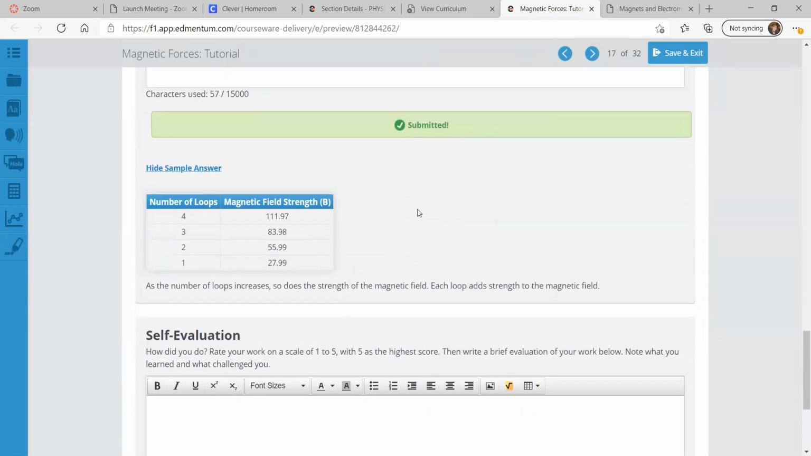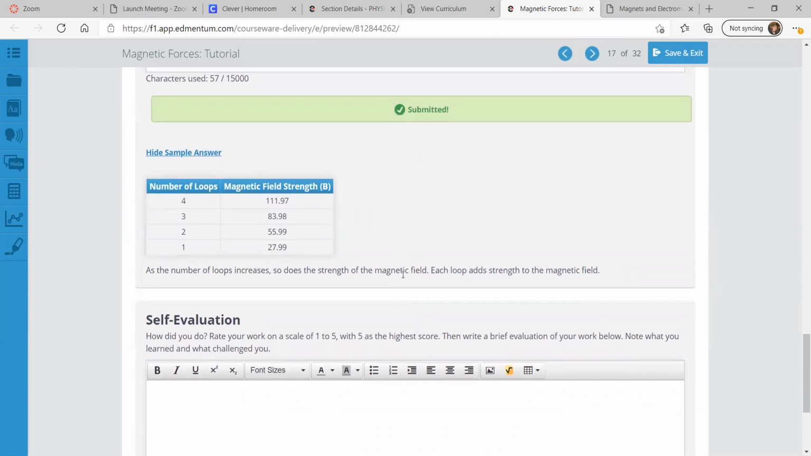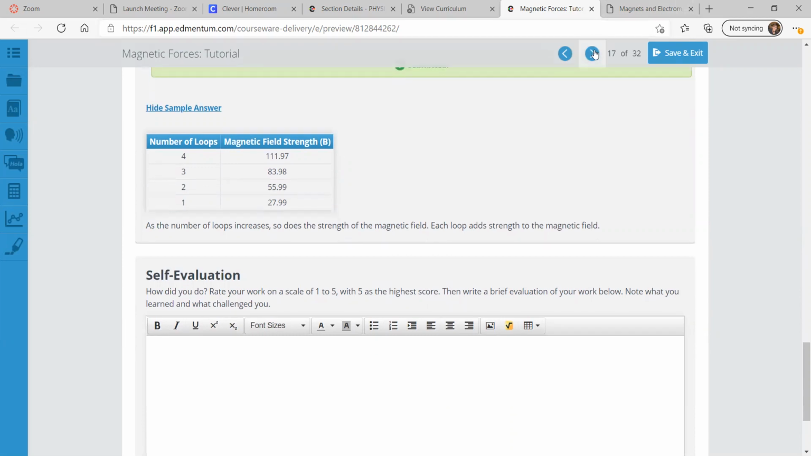Well, if you reduce the number of loops, the magnetic field strength decreases. If you increase the number of loops, the strength of the magnetic field increases. So the loops add strength to the magnetic field.